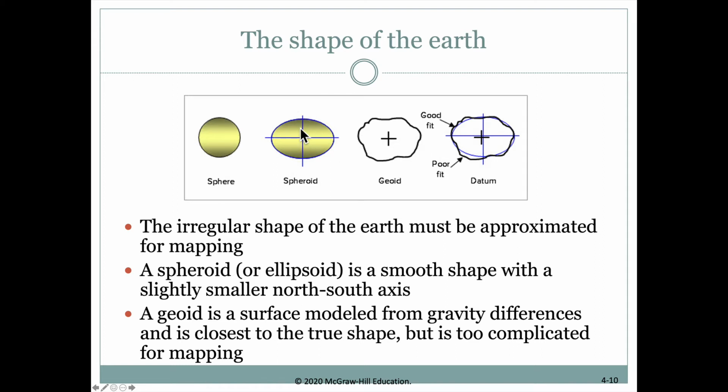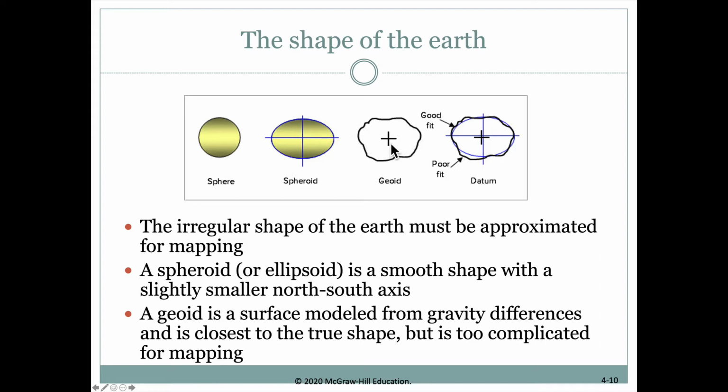There's another approximation of the shape of the Earth, and that's the geoid. And the geoid accounts for the gravitational pull at all locations on the surface of the Earth. In some places, the geoid might be a really good fit to a spheroid approximation of the Earth. In other places, it might be a very poor fit. But that's just going to vary as we go around the Earth.